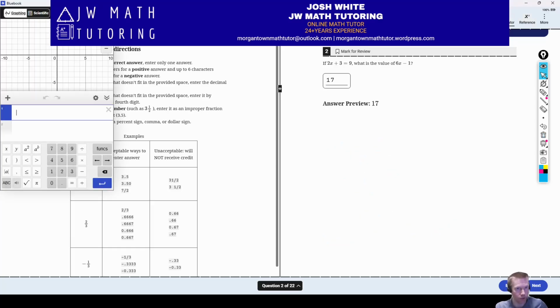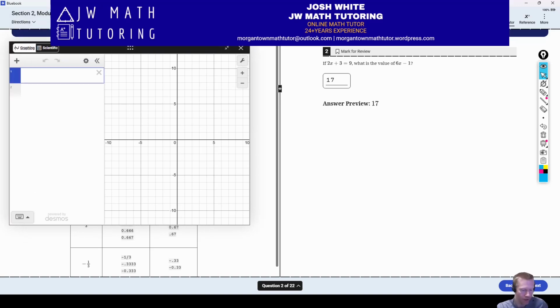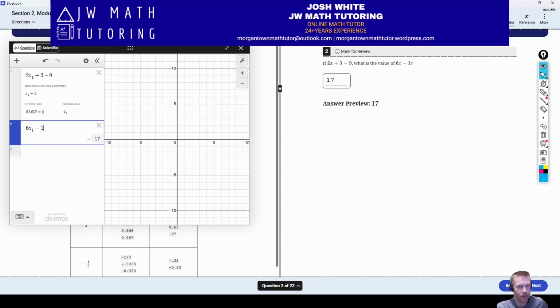Now, I do want to show you that you can do this in Desmos. And if you're going to do a problem like this in Desmos where it doesn't ask for x, but it asks for some expression which has x in it, the quickest way is to solve this using regression. The reason being, now that I see x is 3, I can just type 6x1 minus 1 and get my answer. If I had solved it the traditional way by typing like 2x plus 3 equals 9 and then looked for the vertical line, then I would have had to type in 6 parentheses 3 minus 1. But here you can just carry the 3 value across.